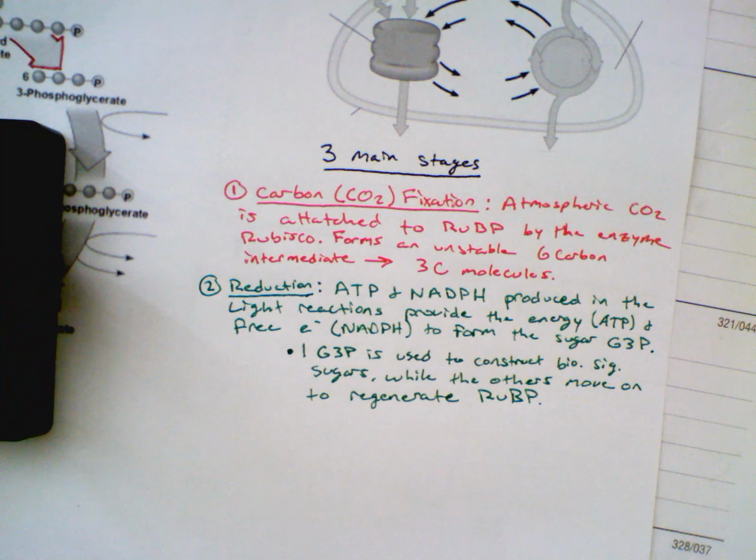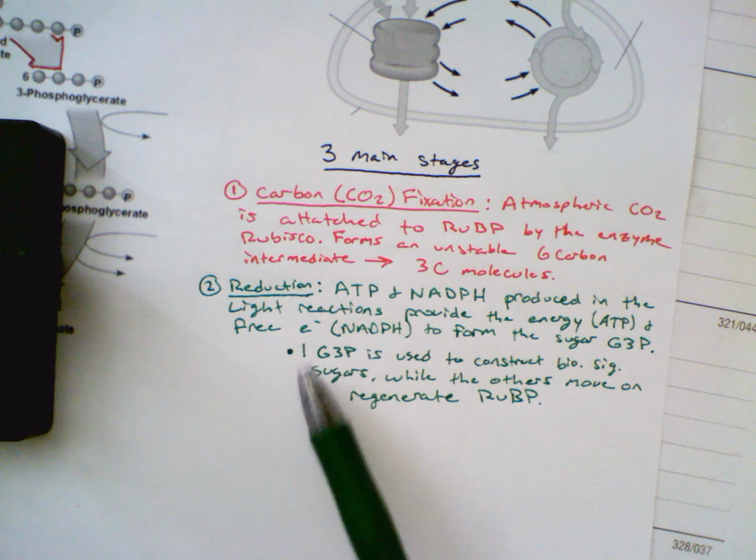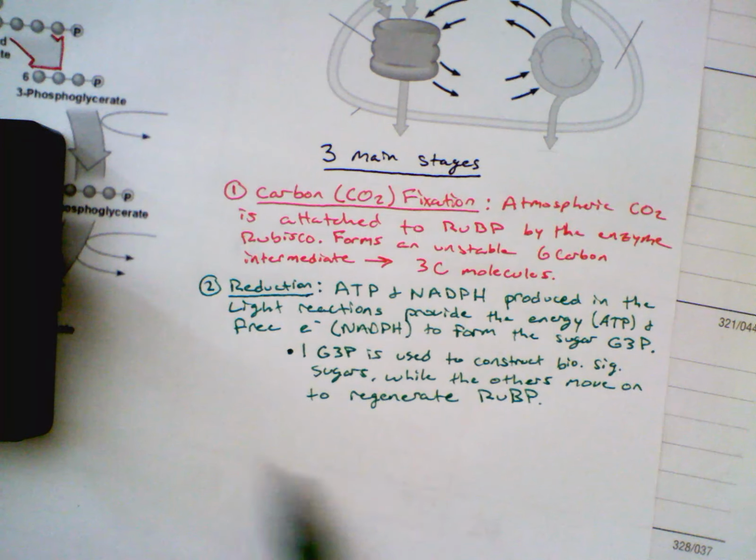So this is what makes it a cycle. We're not using up all of the RuBP, because if we did, it'd be like a one-way elevator. This whole process has to be reset. So to reset this process, we're only using a little bit of the G3P at a time, and most of it's going back into the system to regenerate the RuBP.